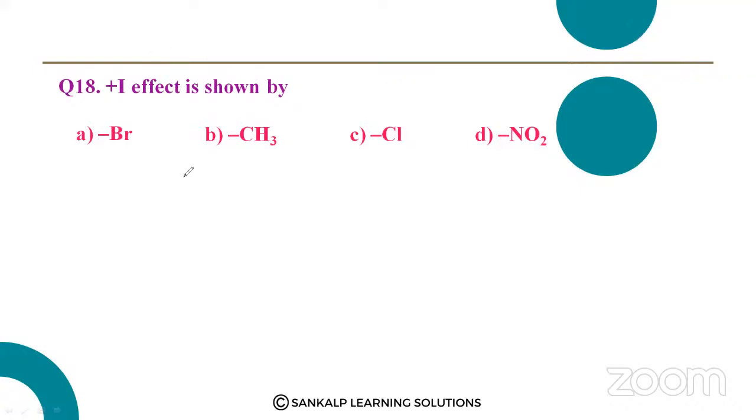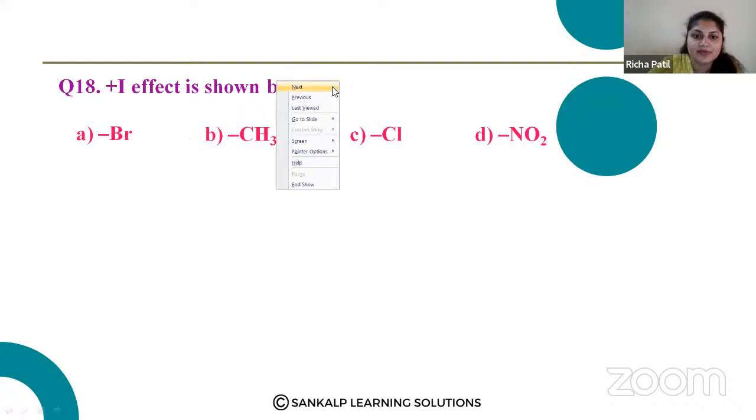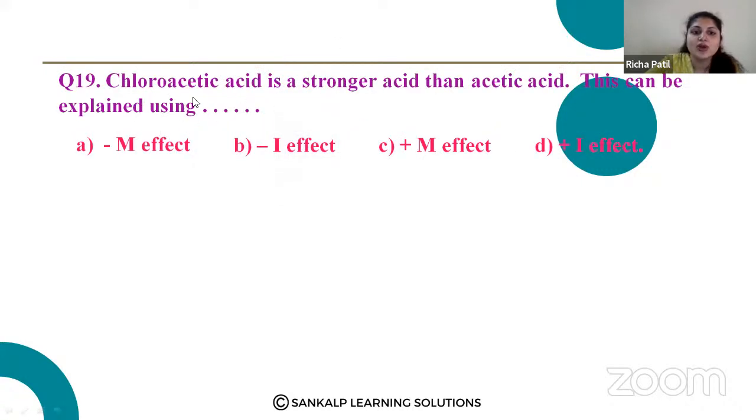Ma'am, option B. Option B, ma'am. Correct. Option B, CH3. The others are Br, Cl, and nitro group. These all show a minus I effect. So only the CH3 group will show a plus I effect. So B is the correct answer.